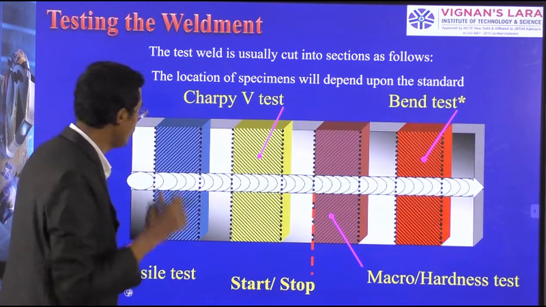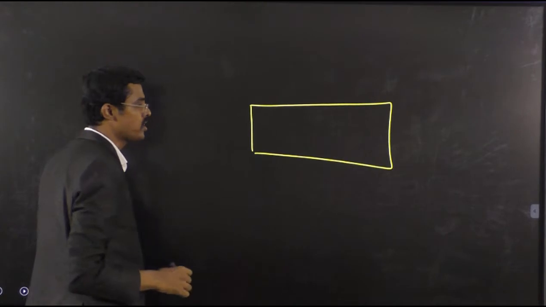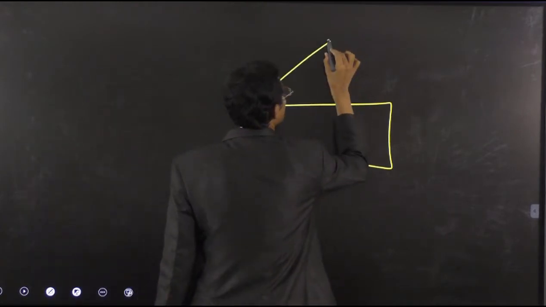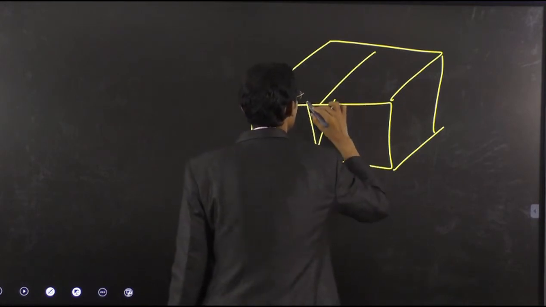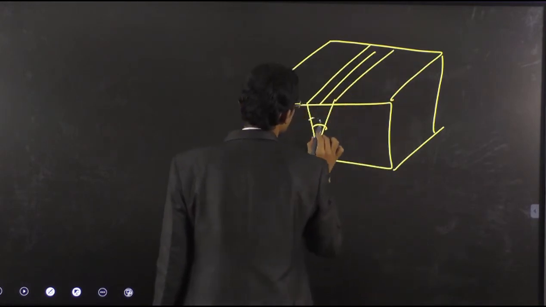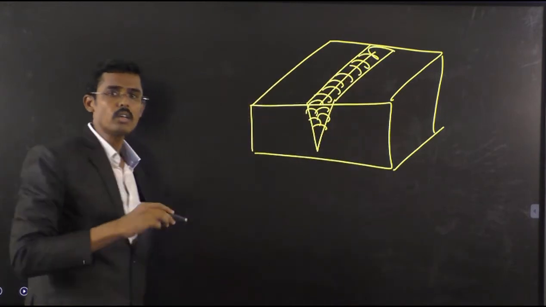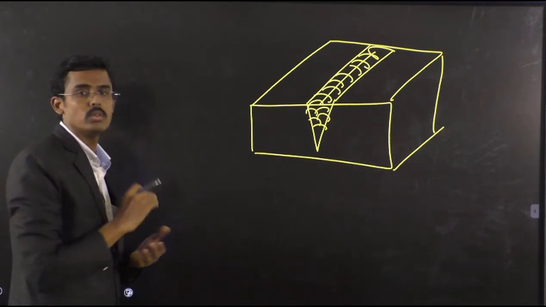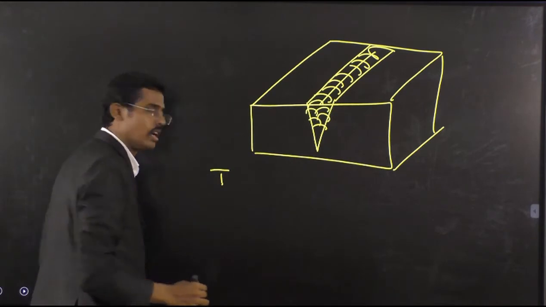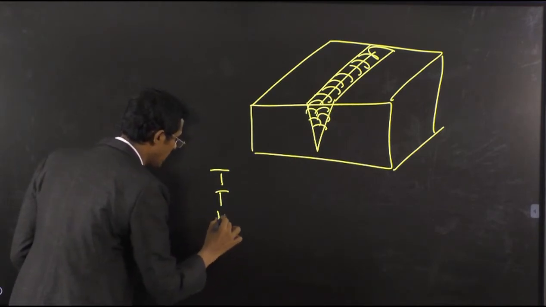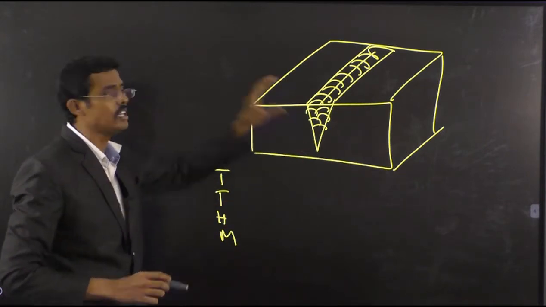So we have done the welding process in this way. We have taken two specimens and welded them with V-groove joints. This is the welding process we have made. Now I want to cut the specimens where I want to do the tensile test, the toughness test, the hardness test, and the macro test. These things are to be done on the welded specimen.